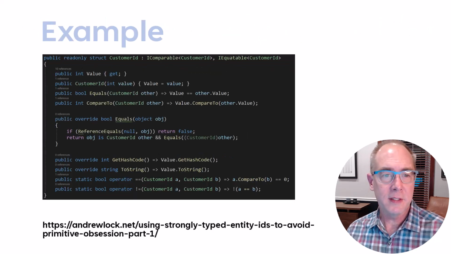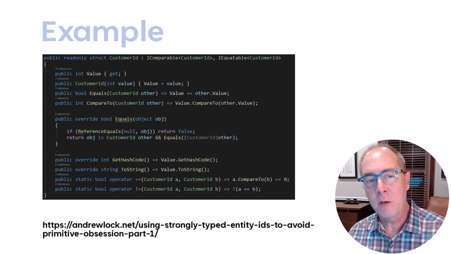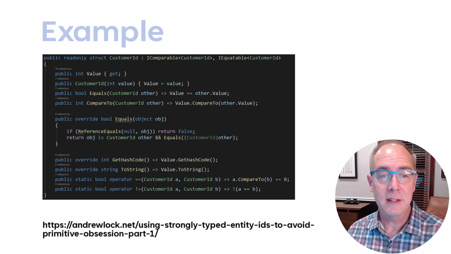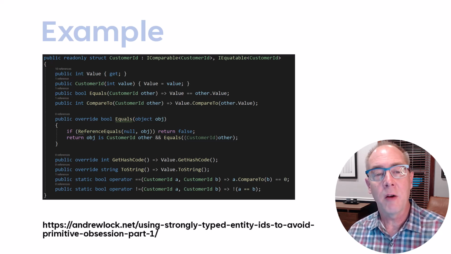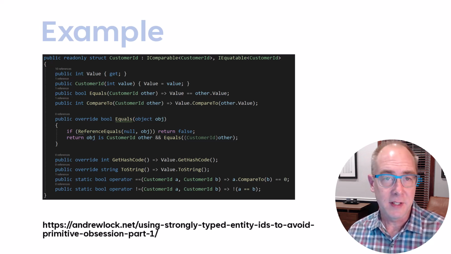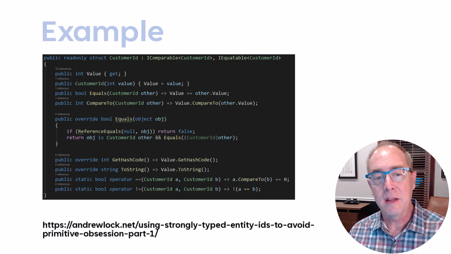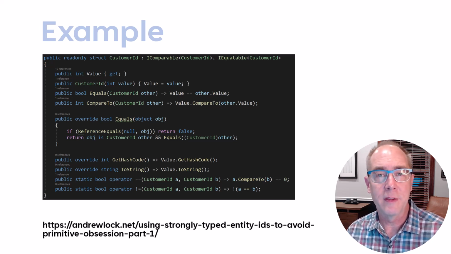So here's an example of what a strongly typed ID looks like for a customer. Now, I'm following Andrew Lock's implementation guidance. He has a great series of articles about how to use strongly typed IDs, and I'll provide a link in the description. Now, since I only really need a little bit of gingerbread around an integer that represents the customer, the type can be implemented as a read-only struct. So I can implement IComparable and IEquatable, and that'll just make the type a little bit easier to work with.